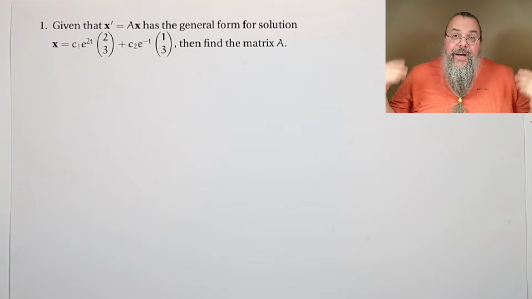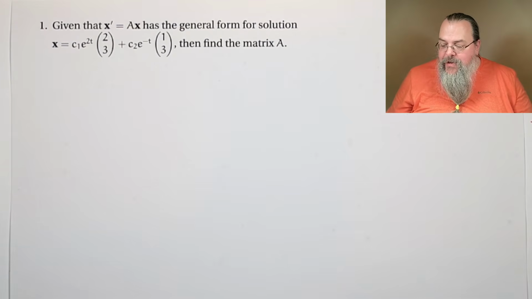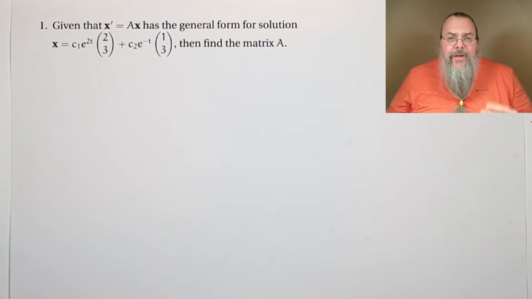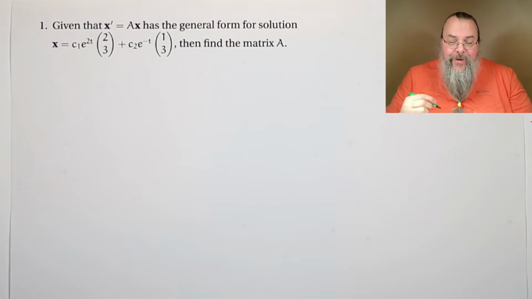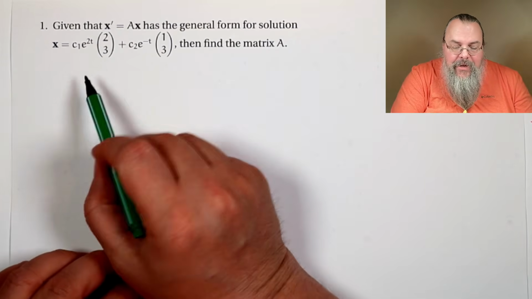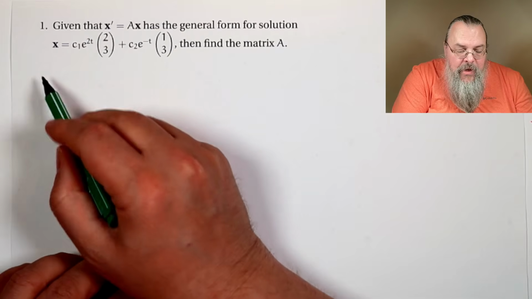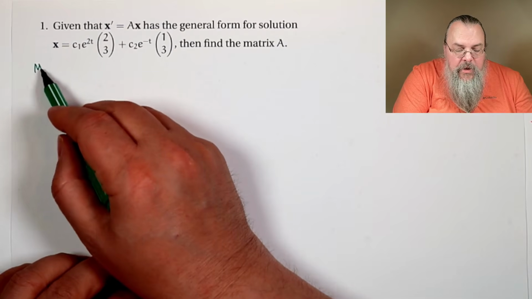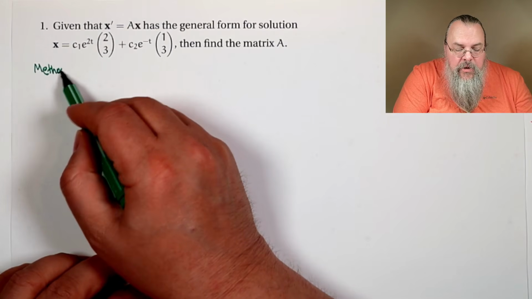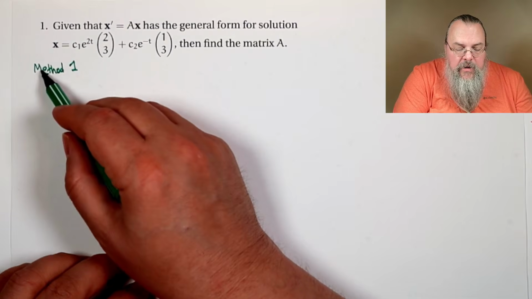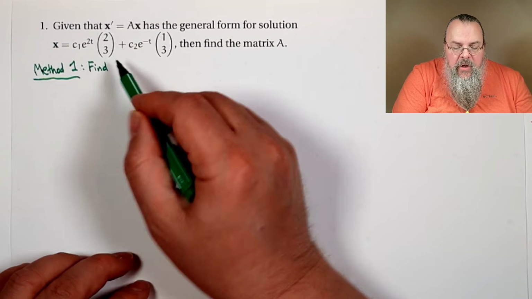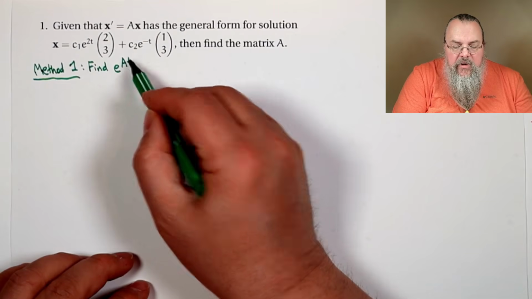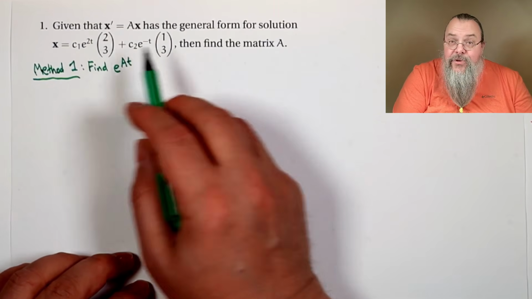And I'll say there's a couple of different ways to do this. So I'm going to go through and talk about, let's do it 2 ways. So here's the way I think is a fun way to do it. Let's lean into the fact that we have solutions. And so, all right, method 1. What we're going to do is find e to the At. And the reason we can find e to the At is because we have the solutions.